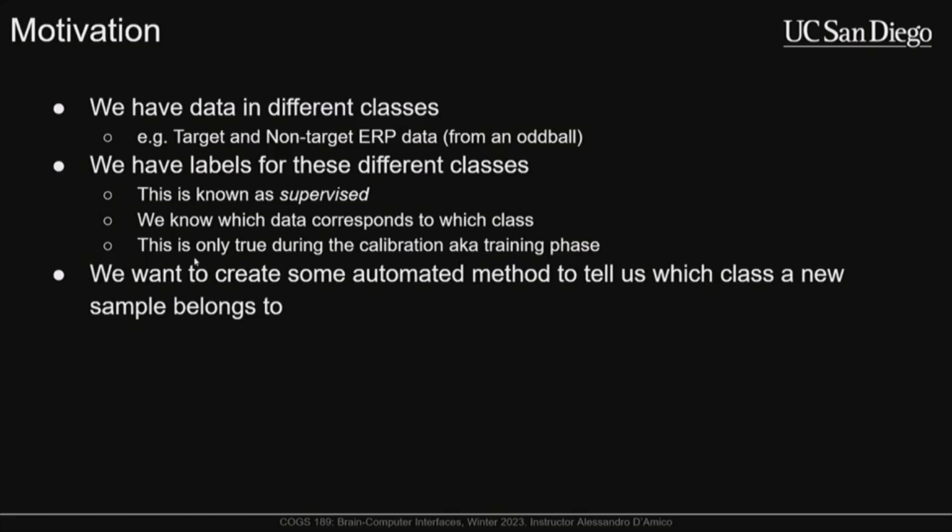It's important to know that we only know what the true classes are during the calibration, or what we call the training phase. But when it comes time to actually utilize the speller and actually utilize our models, we're getting sample points that we don't know the class. I mean, obviously, if we knew which class a data point belonged to, we wouldn't even need a classifier, right? We would just already say, yep, that was a target, that was a non-target, because our system told us. So the real task is we want to create some automated method to tell us which class a new sample belongs to.